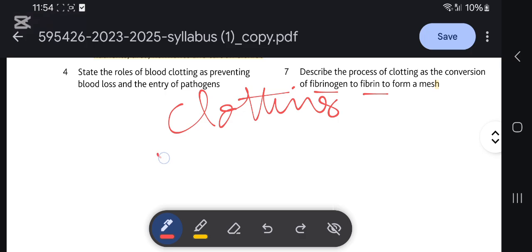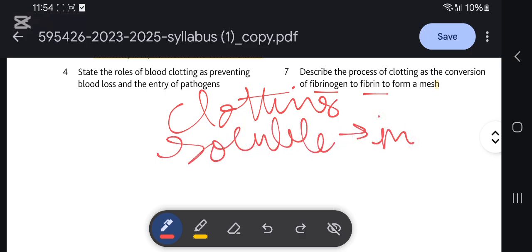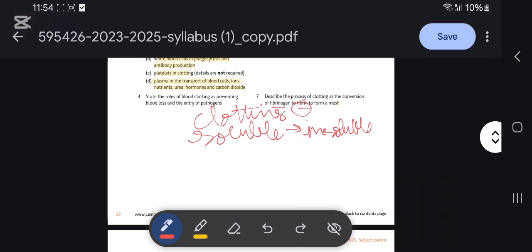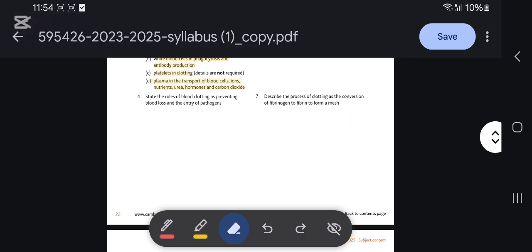Fibrinogen is soluble, so they convert it into insoluble fibrin, and this insoluble fibrin will form a mesh and wrap all the blood cells. That is going to form a scab and heal the cut. So that's all about platelets.